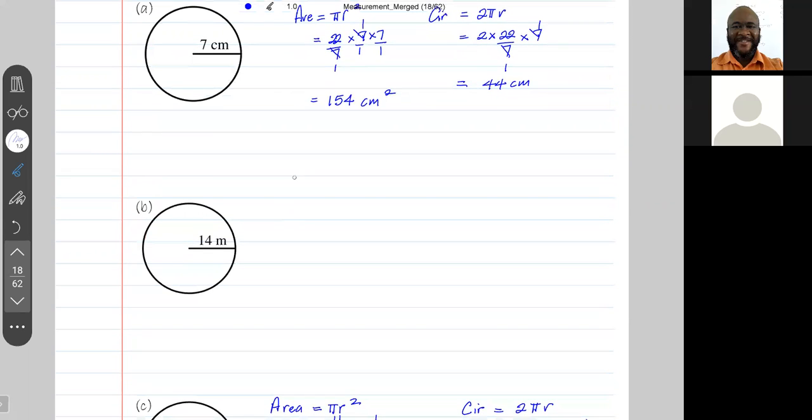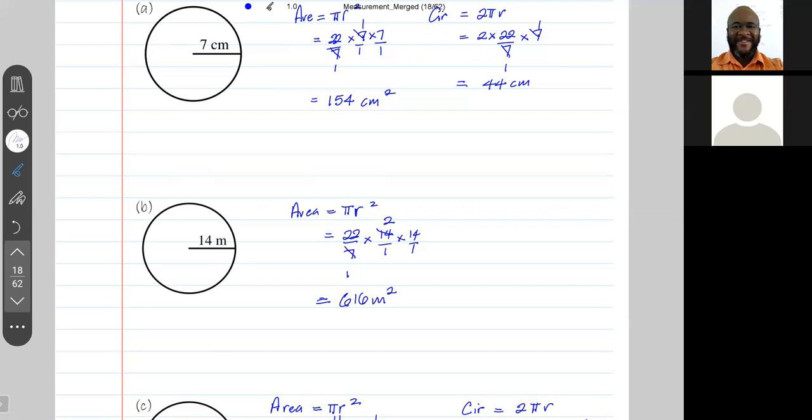For B, again, the area is pi r squared. This is 22 over 7. The radius, everybody can see here, is 14 times 14. 7 cancels into 14, 2. So it's 2 times 22 times 14. I think this is 616. This is 616 meters squared.